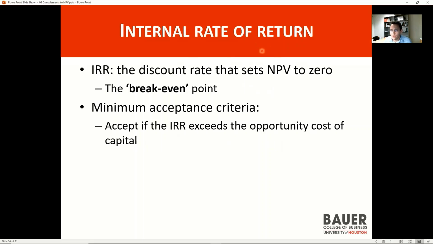The next measure is the IRR, the internal rate of return. The definition here: the IRR is the discount rate that sets NPV to 0. It's called the break-even point. It's the point at which NPV is equal to 0, so that's why we call it break even. You're breaking even here, right at NPV equal to 0. And so a company will set an acceptance criterion, just like you have a criterion for payback period or AAR. Here you accept the project if its IRR exceeds your cost of capital.